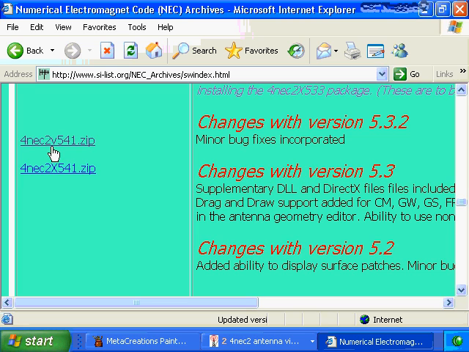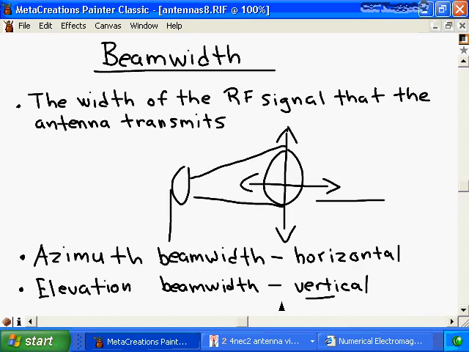4NEC2 version 541.zip. That is the most current version as of the making of this video. And yes, for you Linux gearheads out there, there is a Linux version as well. This is the Windows version. So let's go back to our slide here.